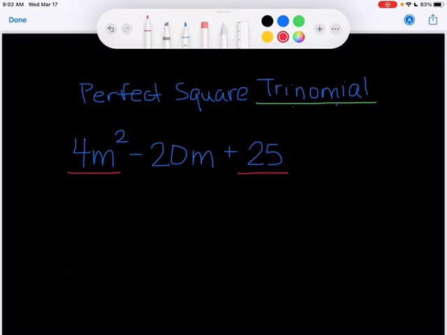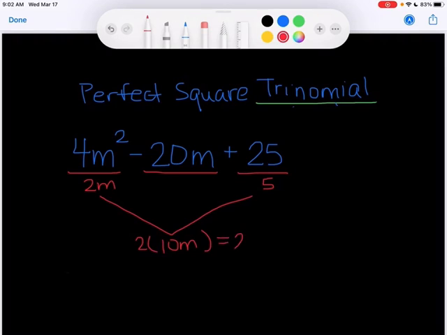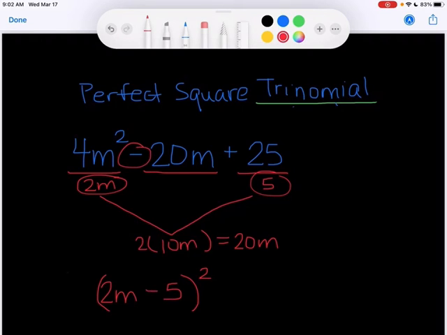But if those are perfect squares, I like to take the square root of them. So the square root of 4m squared is 2m. And the square root of 25 is 5. And I multiply those together. 2m times 5 is 10m. If this value is twice that much, which it is, 2 times 10m is 20m, then I know it's a perfect square trinomial. And so I can factor this into a perfect square binomial. And I'd have 2m here, that comes from this, and 5 here. And my sign is going to be a subtraction sign.